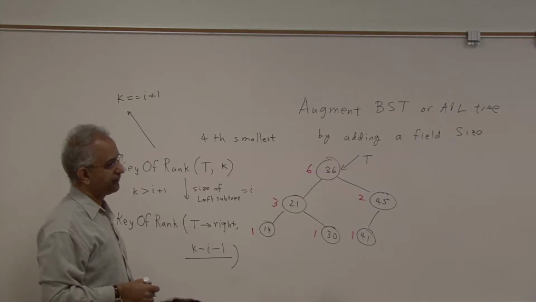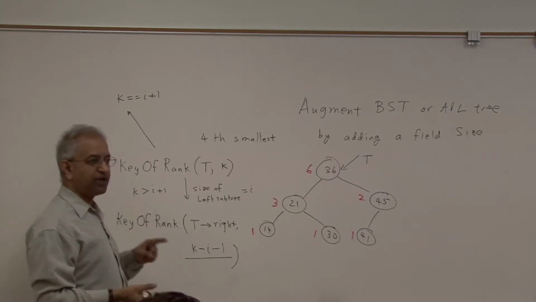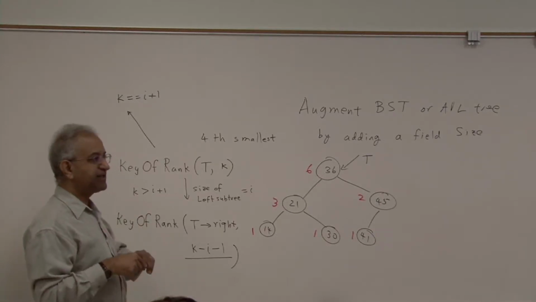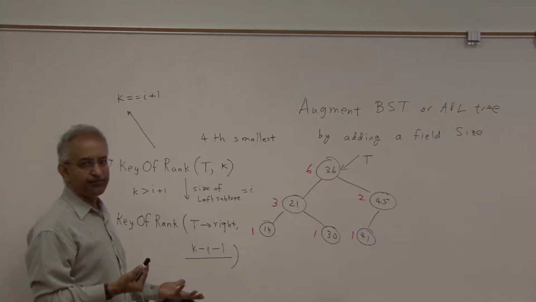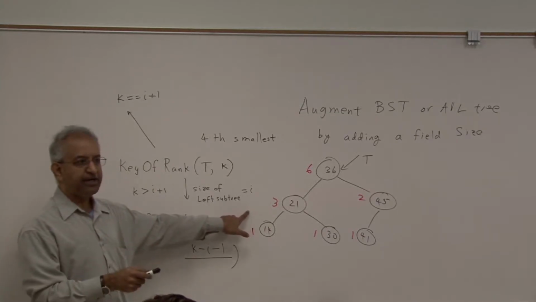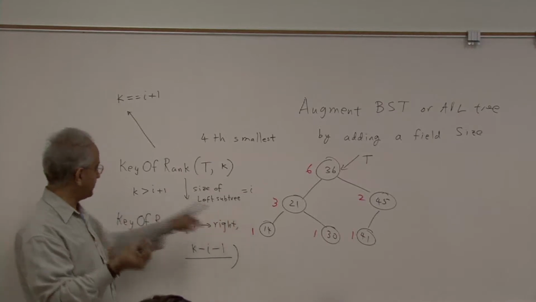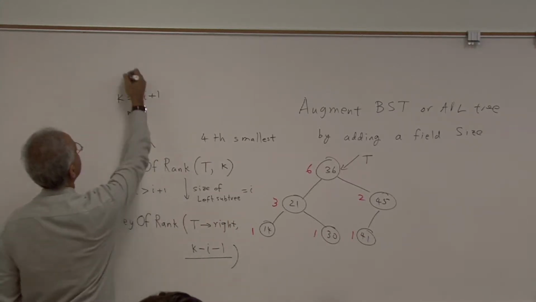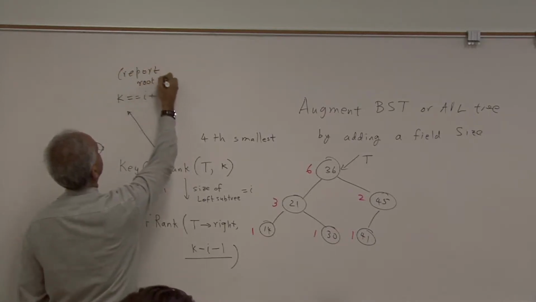No, if it's equal, it'd be the root. It is the root. If k is equal to i plus 1, then the kth smallest key in the entire tree is the root key. Is this clear? Because there are exactly i keys in the left subtree, therefore the (i plus 1)th smallest key is the root key, which is exactly equal to k, right? It's clear. So in this case, we can simply report the root key.